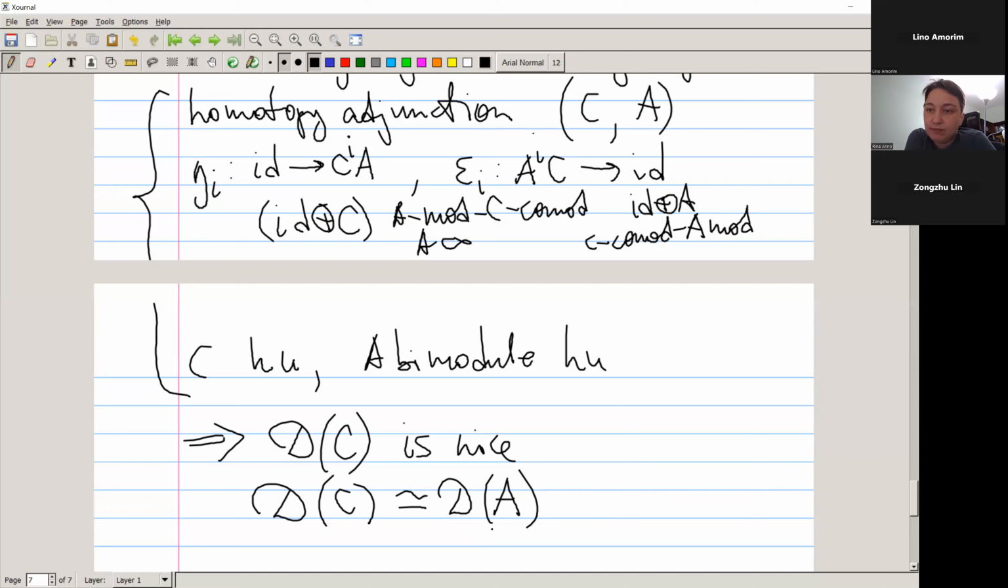So the D of C here is just the category of C comodules, right? Yeah, A infinity C comodules. A infinity C comodules. Okay. Yeah, so this is H0 of homotopy unital comodules.